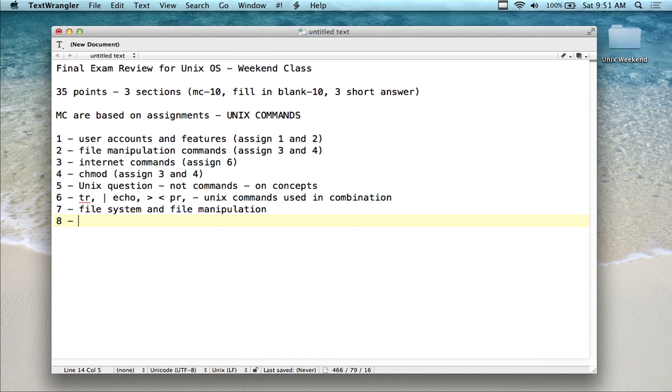Number 8 is another one of those generic Unix questions again. So this is like number 6, number 5. Like number 5, generic Unix question. When I say generic, I mean it's on Unix. It's not on a specific command or a specific feature. It's a generic overview of Unix.